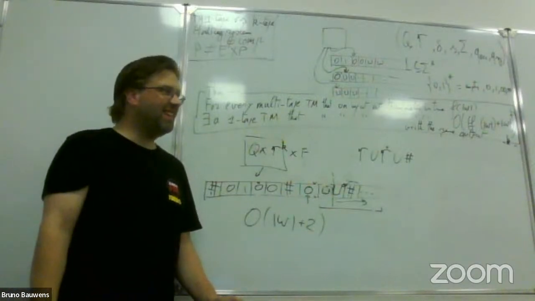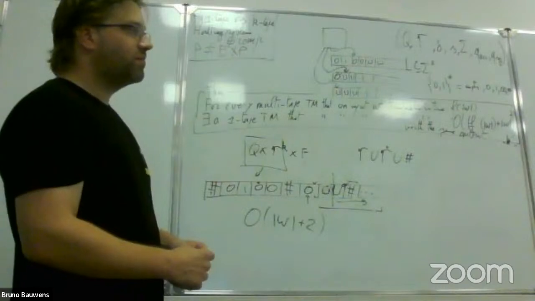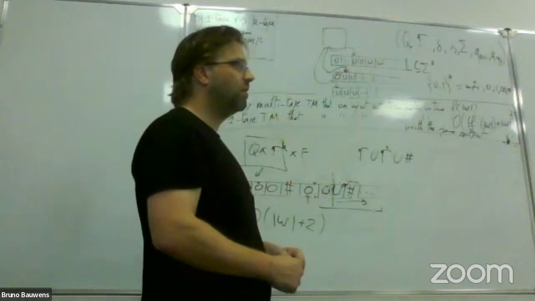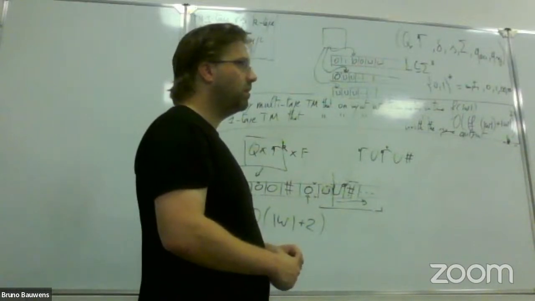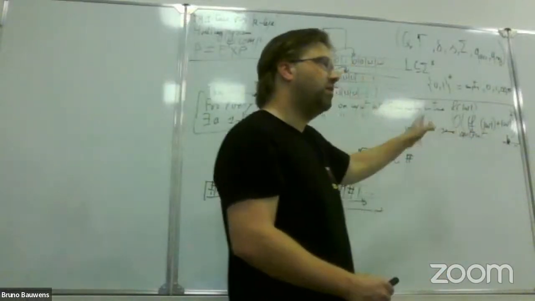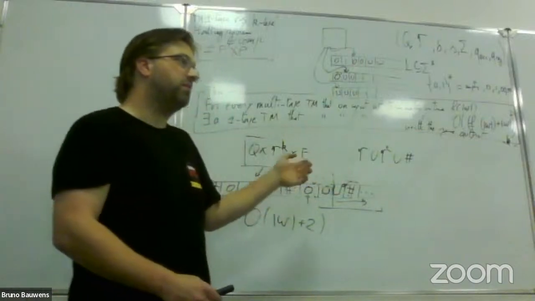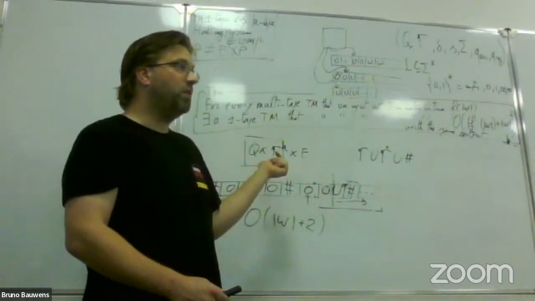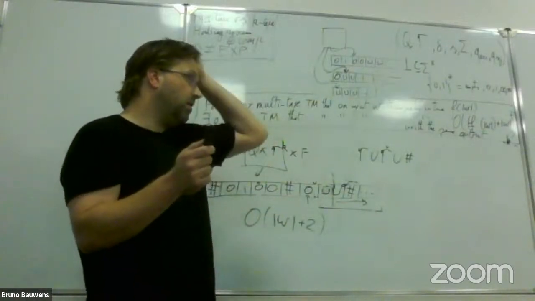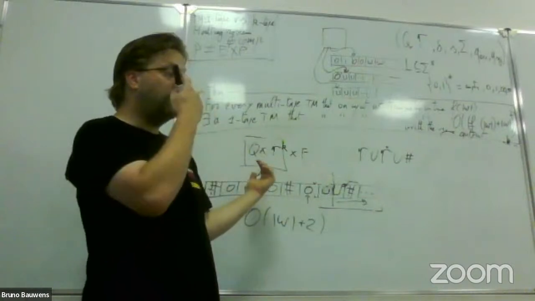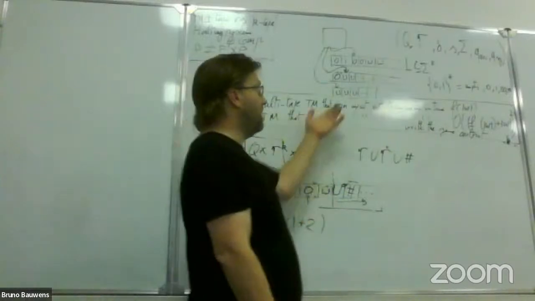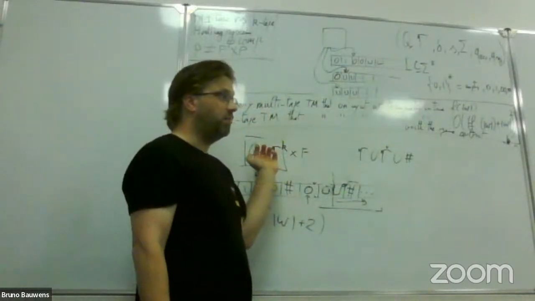This bound, is it the best bound we can get? Can it be proved that we can simulate a multi-tape Turing machine with subquadratic overhead? No, it's not possible, because palindromes are a counterexample. We know palindromes on a one-tape Turing machine need at least quadratic time. This can be proven using crossing sequences. Okay, it's not important. But on multiple tapes, it can be done in linear time.